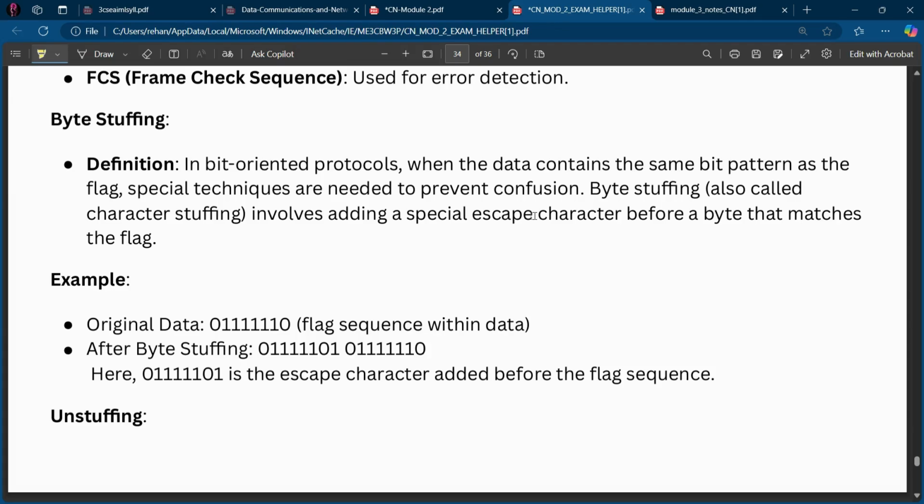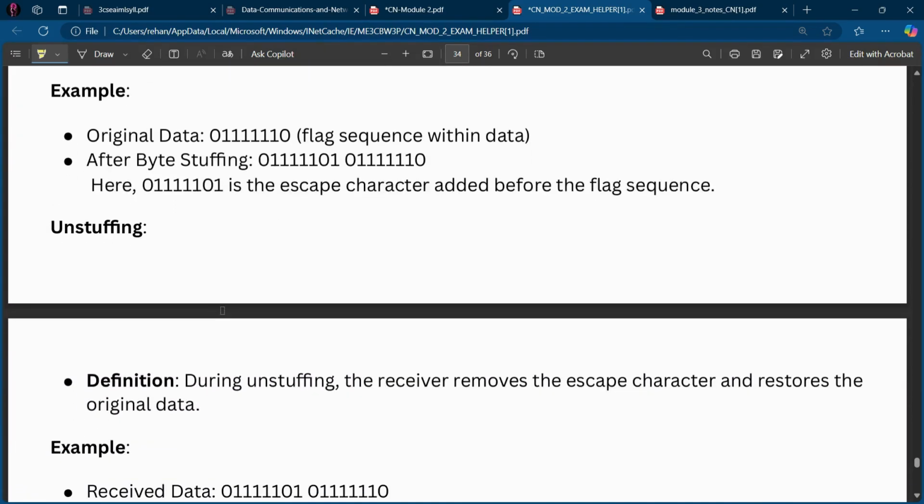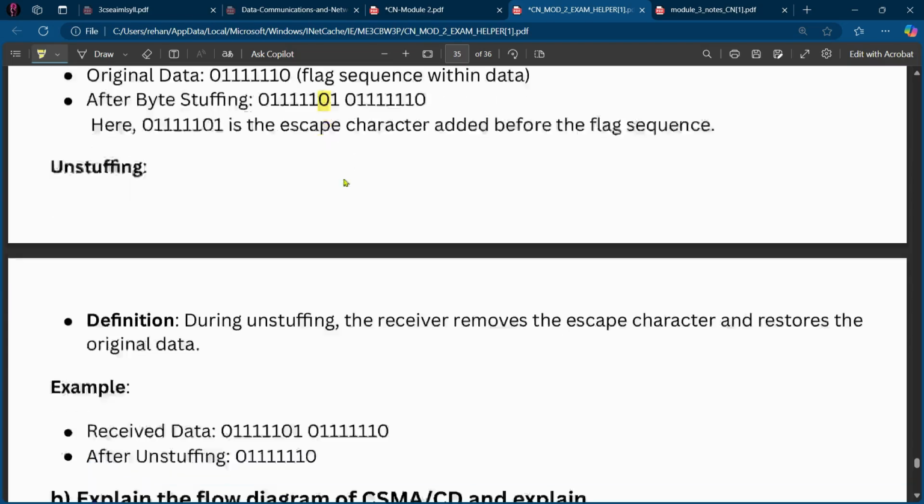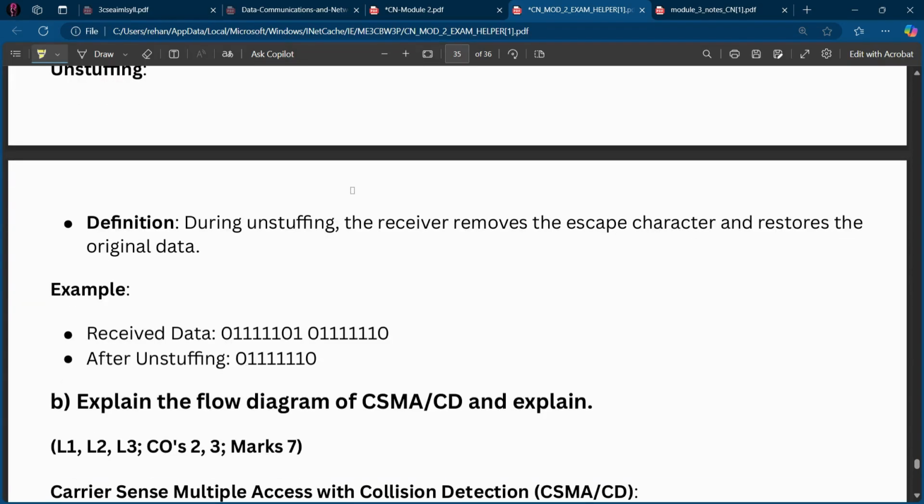So what happens after that? See here, 1 is 0 and 1 is 1. Here 1 is the escape character after the flag sequence. To prevent this confusion, this change has happened. Then on unstuffing, this change will be reversed. So see, the receiving data is like this. After unstuffing, it again becomes the actual data.